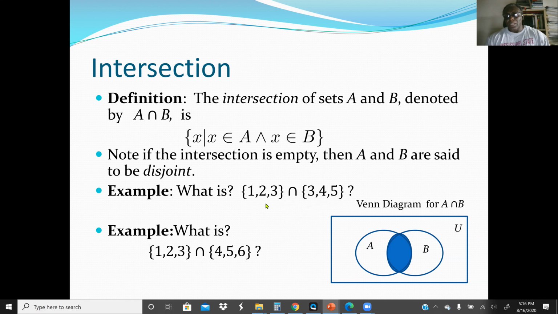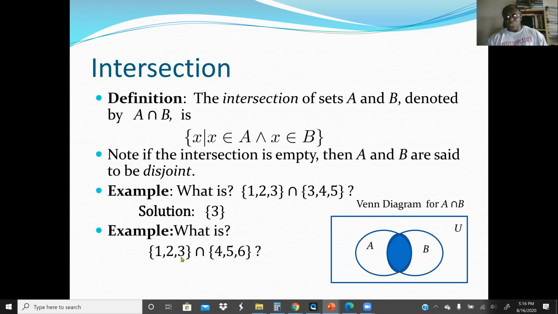Now, A intersect B will be only 3, because 1, 2 are not in set B, and also 4, 5 are not in set A. So the intersection of the sets with elements 1, 2, 3 and 3, 4, 5, the answer will be 3, because 3 is common in both. So we can see the solution is 3.